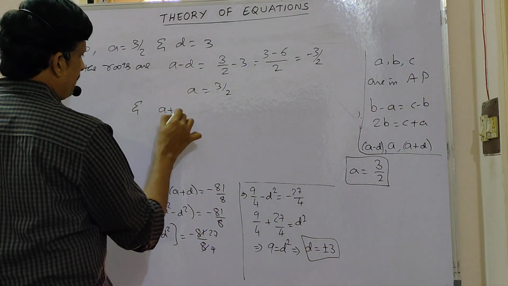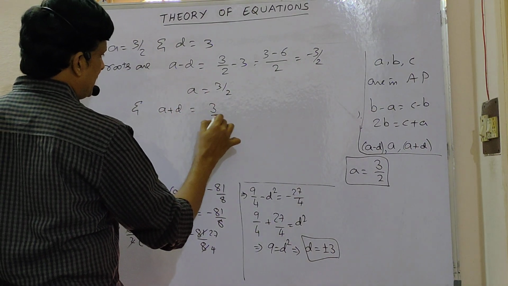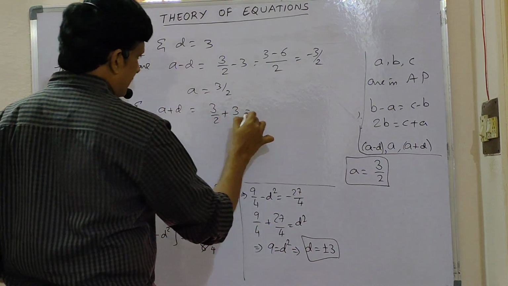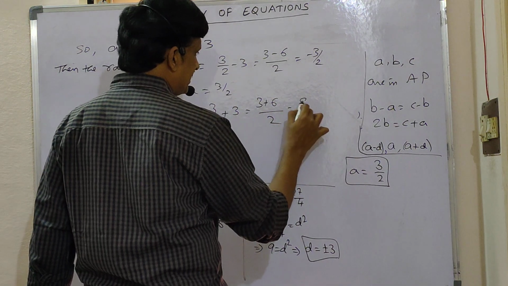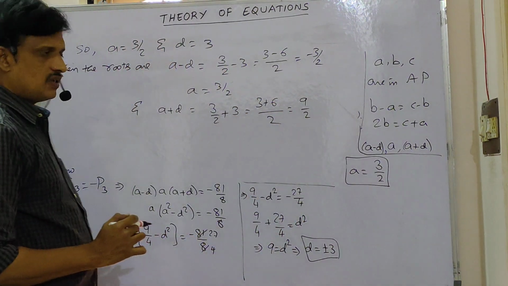And the third root is A plus D, that is A, 3 by 2, plus D, which is 3. So 2 is the LCM. This will be 3 plus 2 3s are 6. 6 plus 3 means that is 9 by 2.